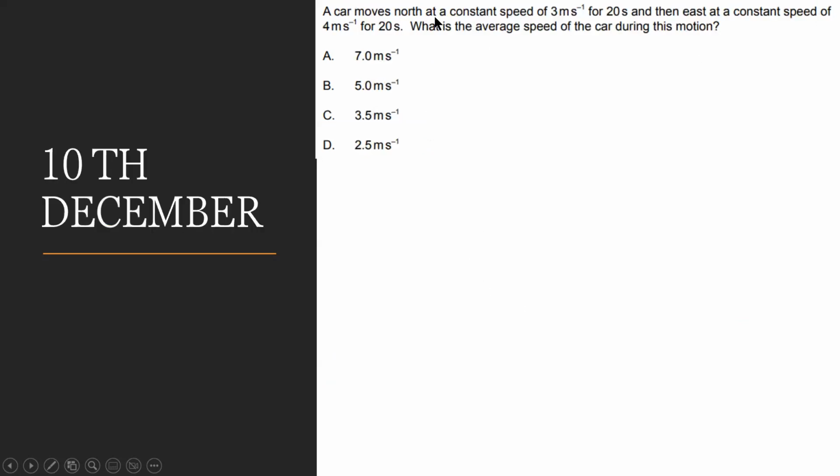A car moves north at a constant speed of 3 meters per second for 20 seconds and then east at a constant speed of 4 meters per second for 20 seconds. What is the average speed of the car during this motion? Average speed. You know what is average speed, right? You already have learned the definition for this one. So just find out that particular parameter, then put that in the numerator, then divide that by the total time. That is total distance by total time is average speed.